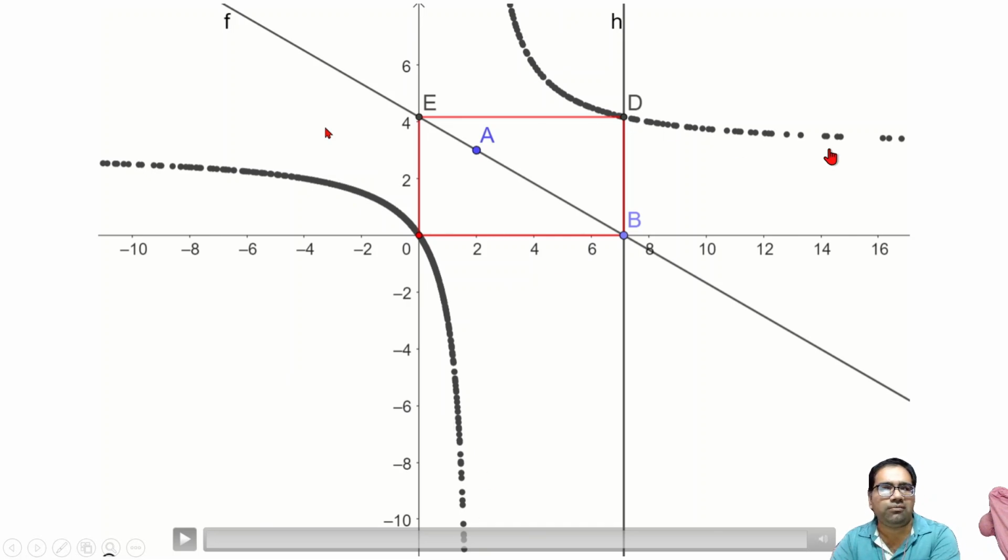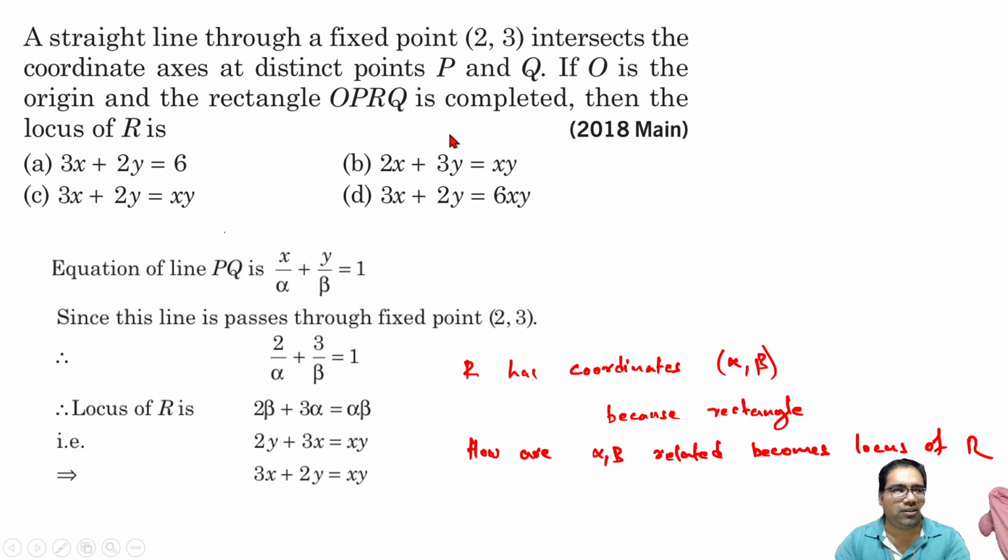Now let us assume this line is x by alpha plus y by beta equals 1. This is the general equation of any straight line. What does that mean? This is meeting the x-axis at alpha and the y-axis at beta. Obviously, our required point is (alpha, beta). Now this line is always going through this fixed point (2, 3). That means (2, 3) should satisfy this equation: 2 by alpha plus 3 by beta is equal to 1, which is nothing but 2 beta plus 3 alpha equals alpha beta.